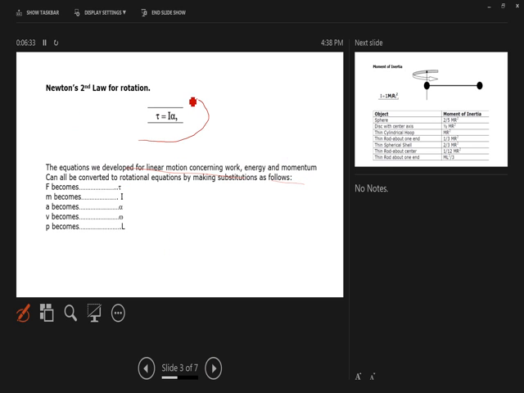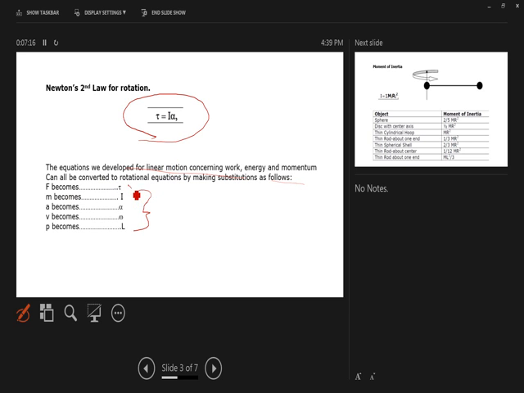Now, I'm stating here the final form of Newton's second law for rotation. Torque equals capital I, moment of inertia, which I want to talk about briefly, times the angular acceleration. So you can see that the way we developed the equations for rotational kinematics, we replaced x with theta and v with omega and a with alpha. So we want to continue that substitution when we get to the dynamics equations, and convert our dynamics equations from linear forms to rotational forms.